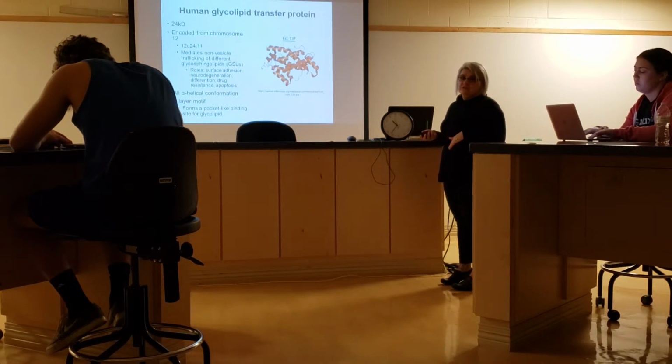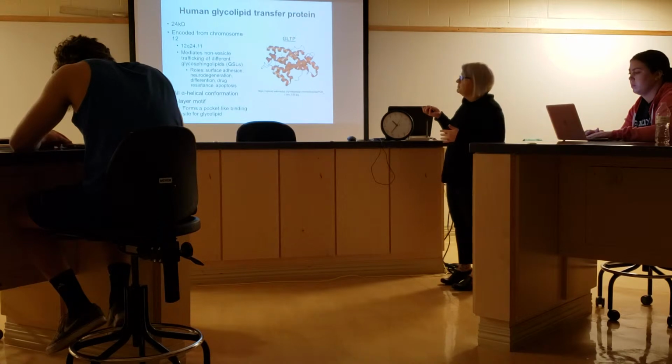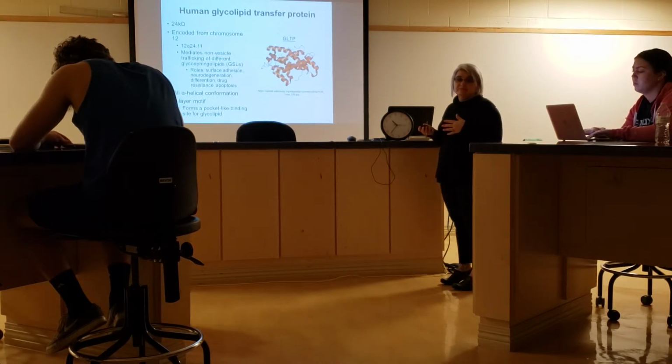For this particular study, they looked at the human glycolipid transfer protein, GLTP. And this is an image of what GLTP looks like. It is a fairly small protein. It's only about 24 kilodaltons. It is encoded from chromosome 12, positioned on the long arm of chromosome 12 at the 24.11 position.